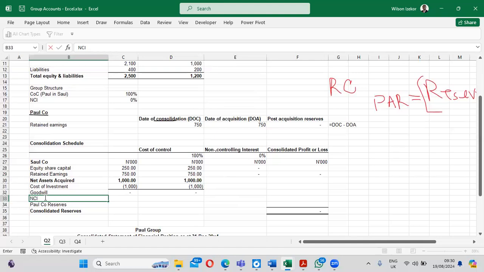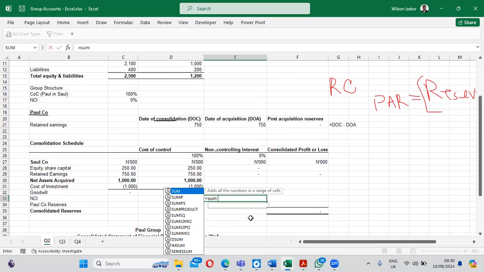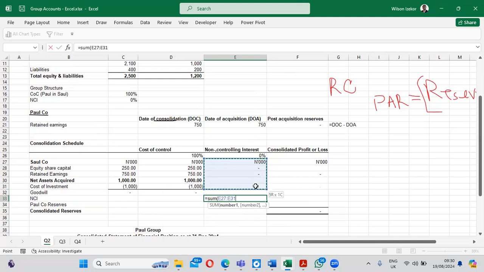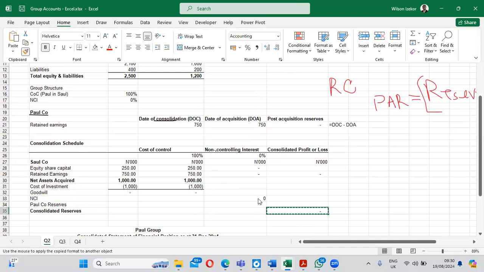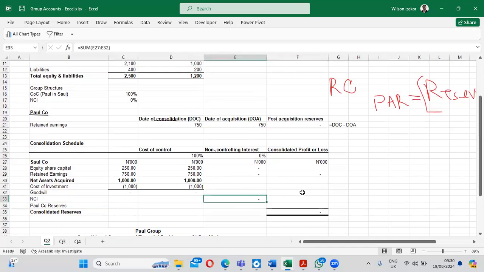Should you have an NCI? So this is the NCI. Now basically, I know that I don't have any NCI. So if I sum this up, my NCI there is just 0. So I know that I don't have any NCI. So now I have to pick the parent company's reserves.